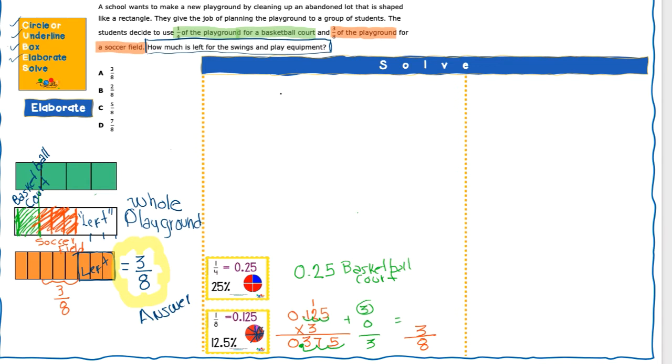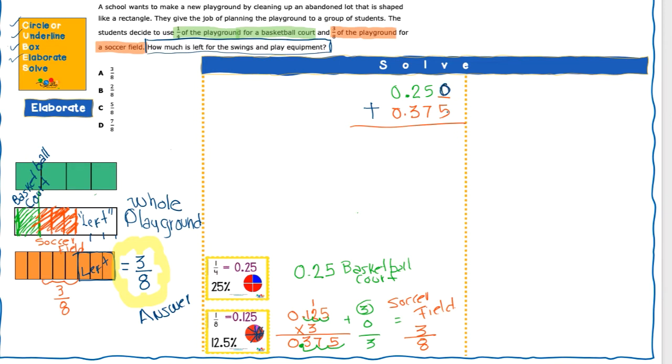Now I'm gonna solve my question in here by saying, okay, if I have the basketball court and the playground together, I'm gonna use the color so you can follow me. 0.25 is for what, guys? Yes, the basketball court. Great. And then I'm gonna add this plus the number for the soccer field. The soccer field, remember, in decimal is this one right here. This is the soccer field. Great. So this is gonna be 0.375. Great. Empty spaces, we always fill them in with zeros. And now we can add.